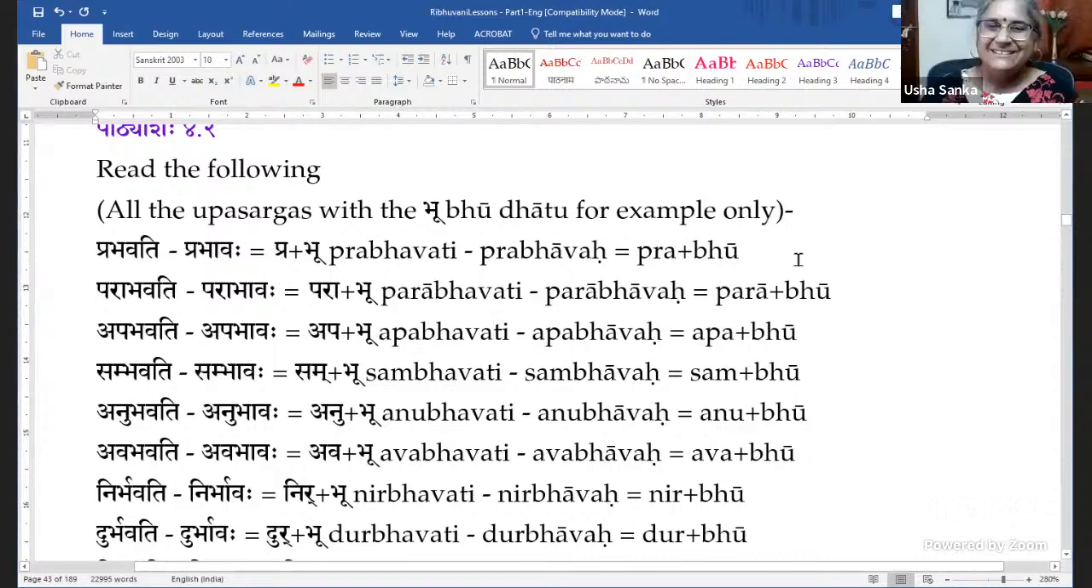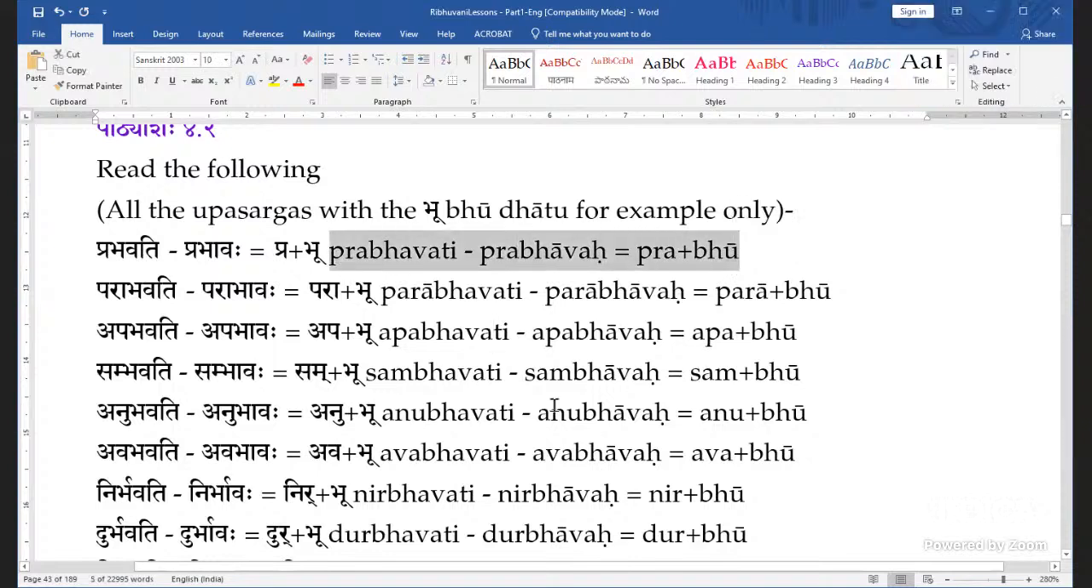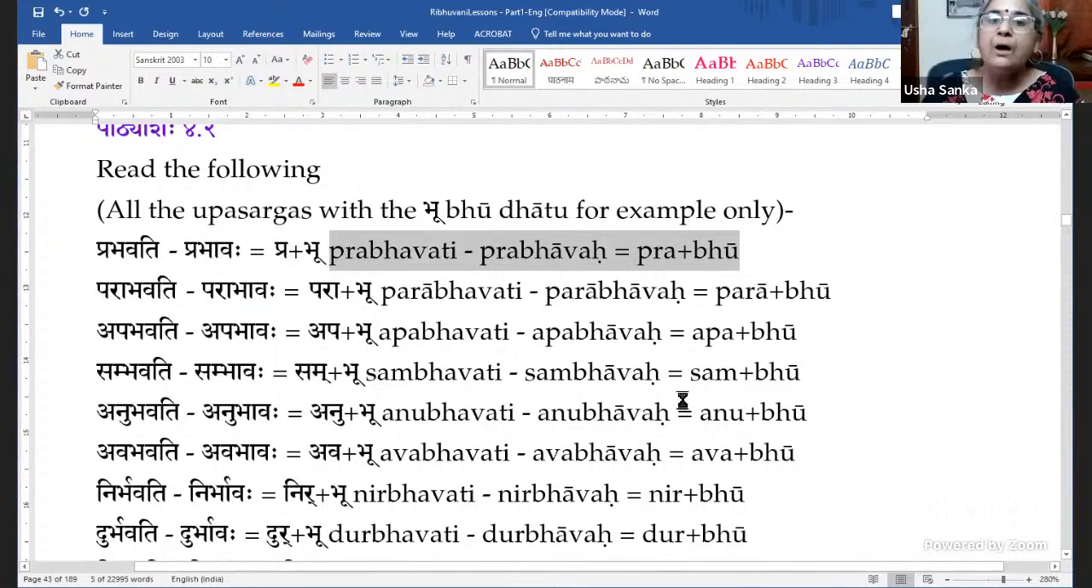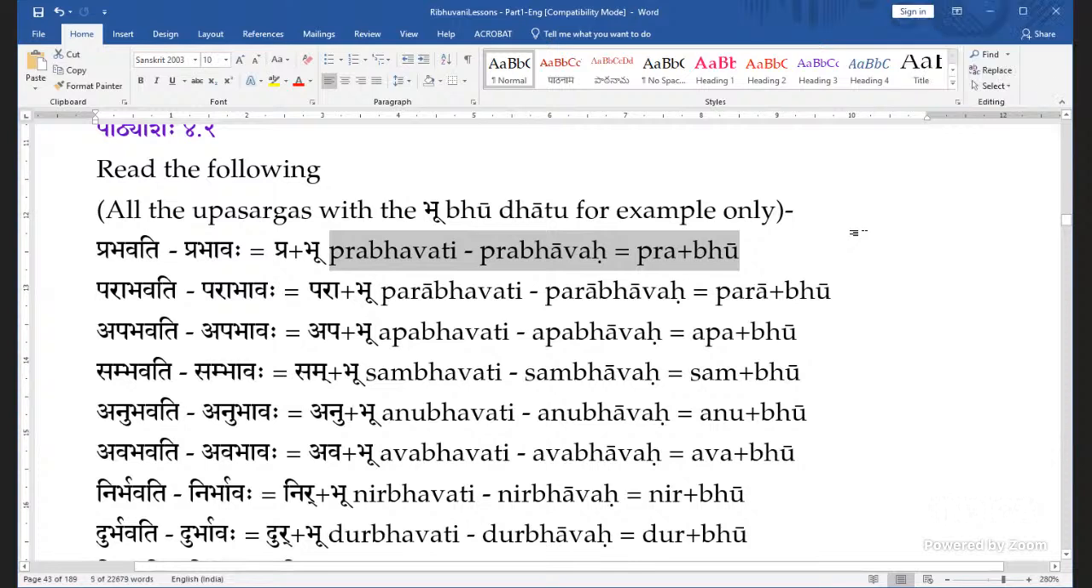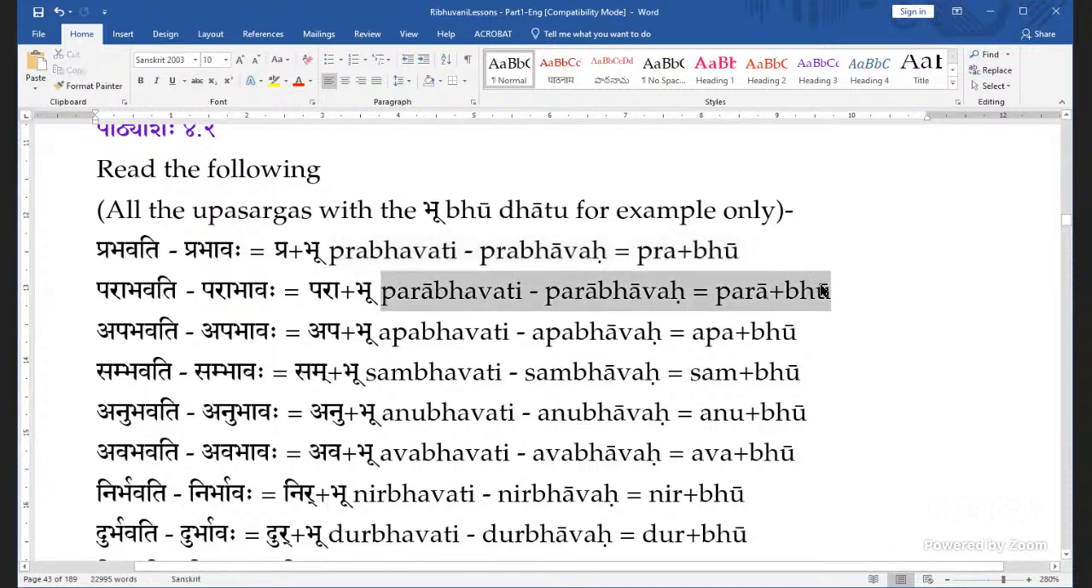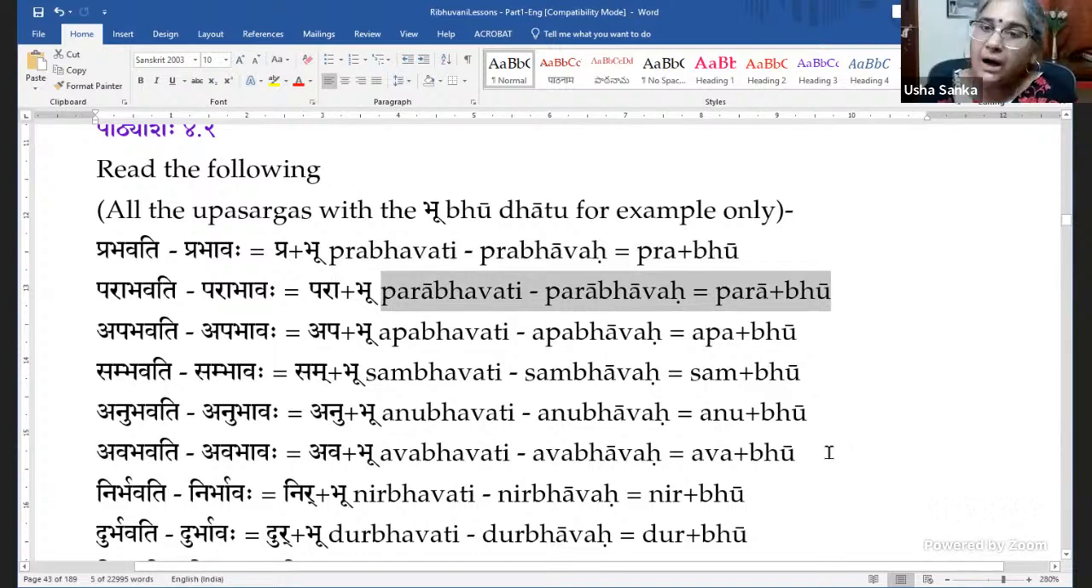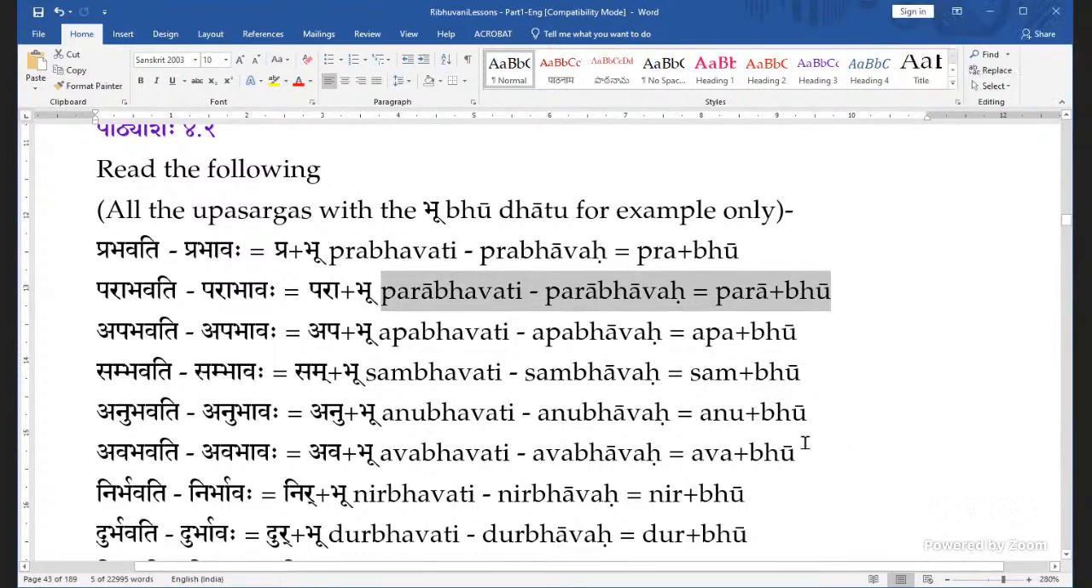Prabhavati, prabhavaha, pra plus bhu. Just like that you take. Prabhavati, prabhavaha, prabhu. The next one: parabhavati, parabhavaha, parabhu.